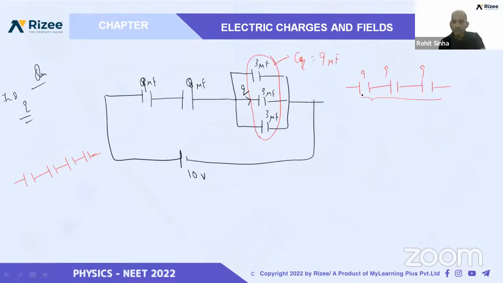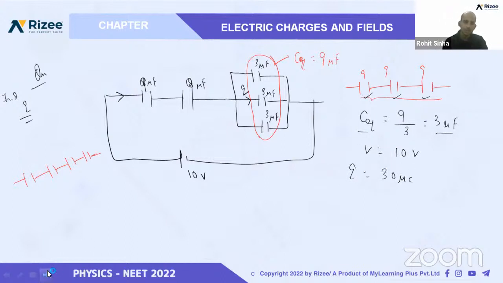Now they are in series combination. You can see C, C, C, all in series. We will write C equivalent total will be C by n. 1, 2, 3, 3 capacitance, so we will get 3 microfarad. Now, total capacitance is 3 microfarad. Volt is 10 volt. We will write Q is equal to CV. CV means 30 microcoulomb.